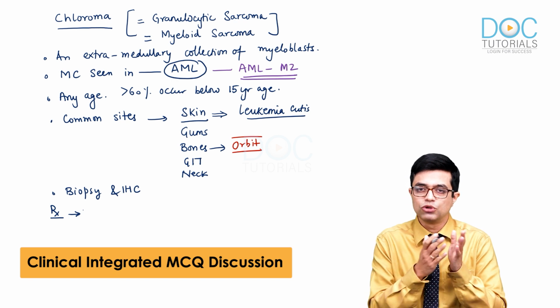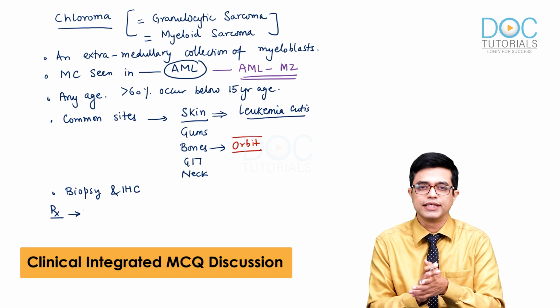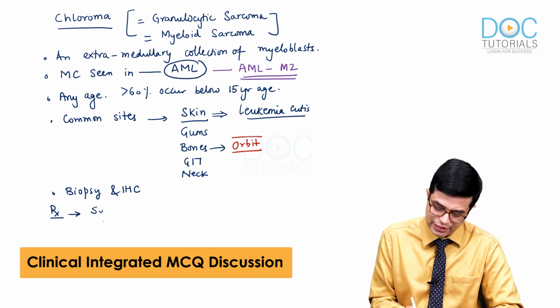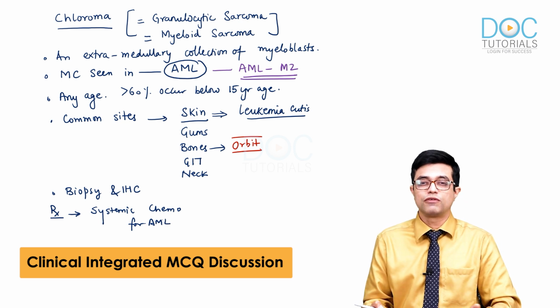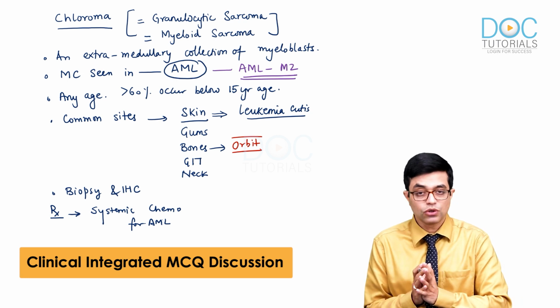So the usual chemotherapy which is given for AML, comprising cytarabine, etoposide and other things, you will give the same in these children as well. So you will give systemic chemotherapy as you will give for any AML. Systemic chemotherapy for AML will also take care of these chloromas. Is there any role of local therapy? There is no role of local therapy and it does not improve any survival. So this is regarding the chloroma.